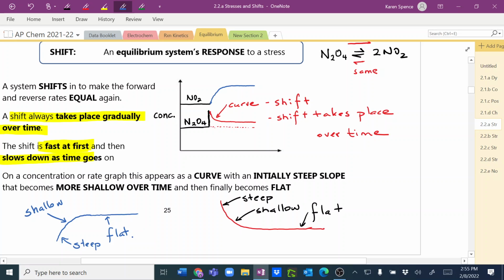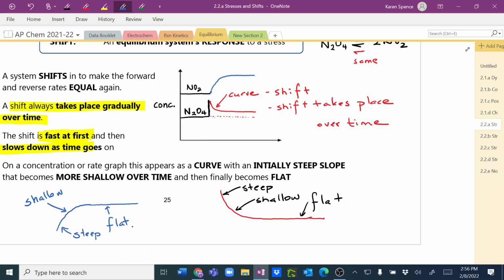What does a steep curve mean when it comes to a changing concentration? If the curve is steep, it means that the concentration is changing really fast. If the curve is shallow, it means that the concentration is changing more slowly, and if it is flat, it means that the concentration is not changing and we've reached a new equilibrium. So you always want your shift to follow the steep, shallow, flat pattern.